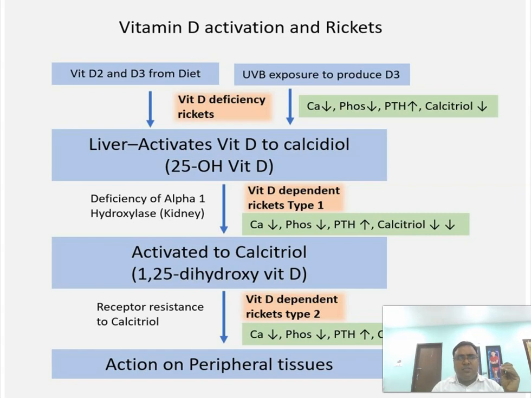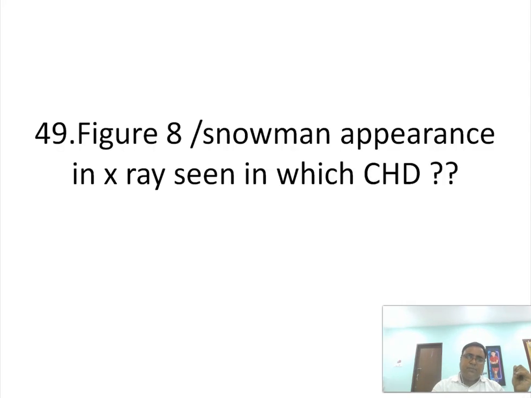This is the pathway of vitamin D synthesis. As we know, the liver has 25-hydroxylase, then the kidney has 1-alpha hydroxylase, and the peripheral tissues are responsible for calcium phosphorus metabolism. Vitamin D dependent rickets type 1 is because of deficiency or mutation at the 1-alpha hydroxylase level. Vitamin D dependent rickets type 2 is because of resistance to the action of vitamin D.